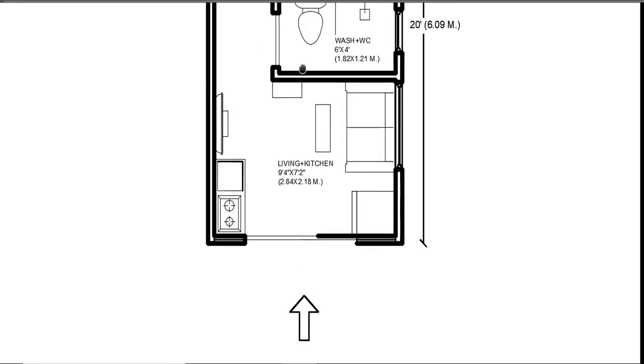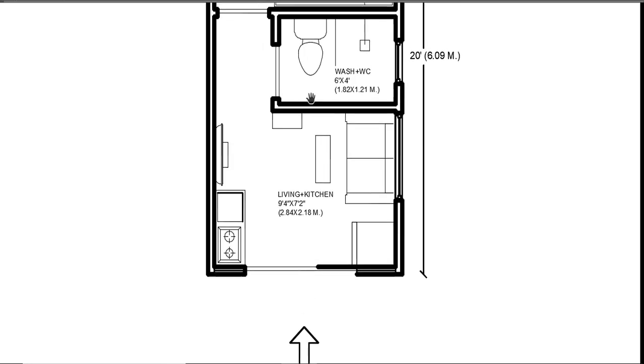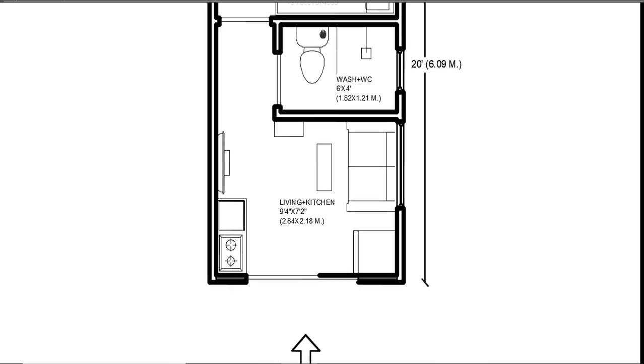After that we will go inside. So on the right side we have common use washroom plus water closet. You can see here the wash basin, water closet and the shower area, and we have a ventilator for ventilation of this washroom. And after that we will go inside.